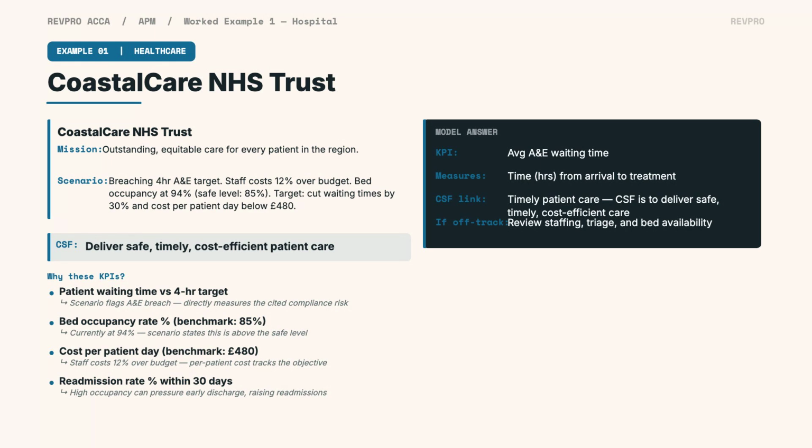Model answer. A suitable KPI is average A&E waiting time. This measures the time in hours from arrival to treatment. It is relevant because the CSF is timely patient care and this KPI directly monitors whether that condition is being achieved. If waiting time consistently exceeds 4 hours, management should review staffing levels, triage processes, and bed availability.